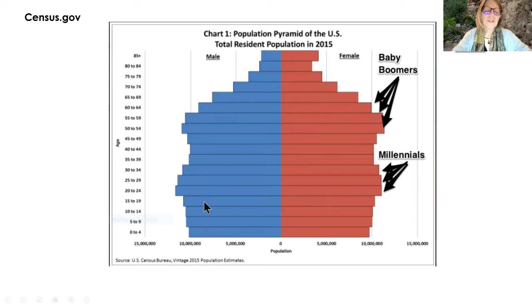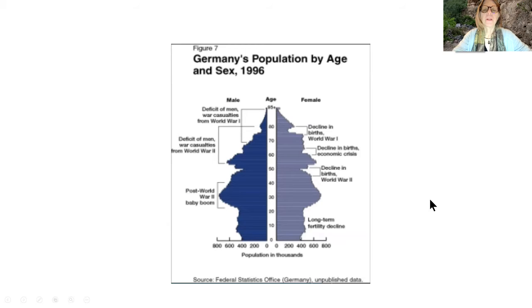There's a big bulge in the population here, and sure enough, that's the baby boomers and their children. And we can also see that for about the last 20 years, population growth in the United States is beginning to slow down. There is a contraction here with the youngest people.